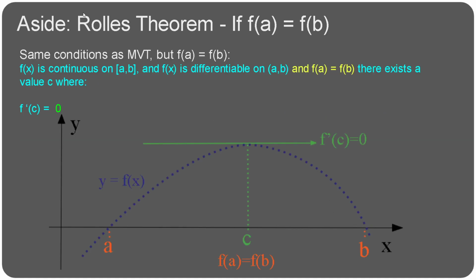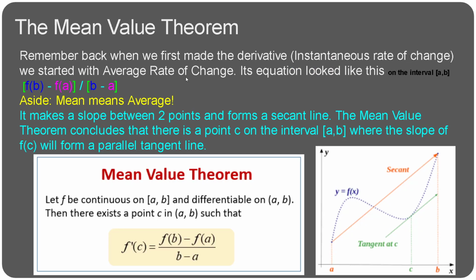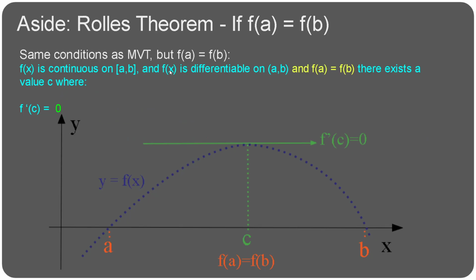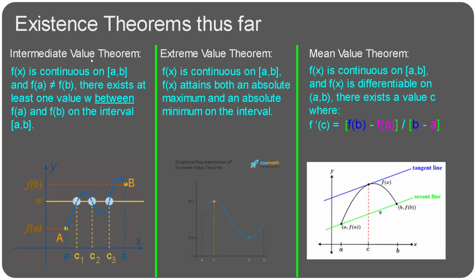And here's a quick little aside, Rolle's theorem. This is where f of a is equal to f of b. This just says that if f of a and f of b are the same, then there exists a value where the derivative is 0. So this is literally just an application of the mean value theorem. It's called Rolle's theorem. I don't know why, but it's a different theorem than MVT, but it's the same idea. Because if f of a and f of b are the same, then the average rate of change between those two points is 0.